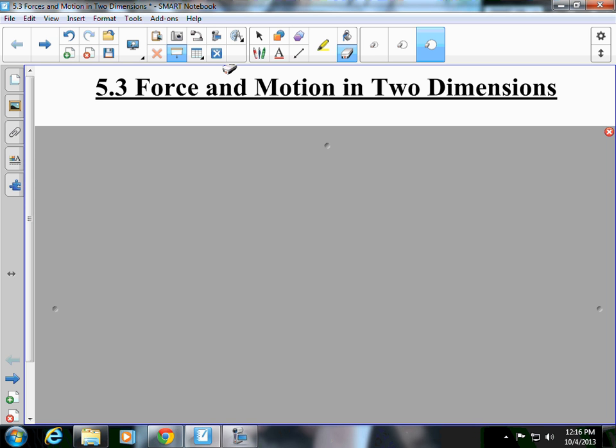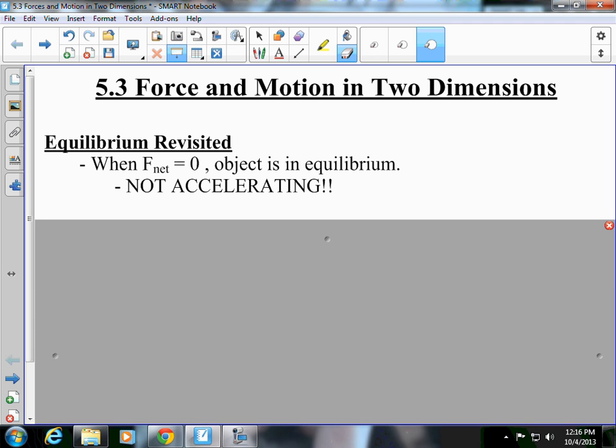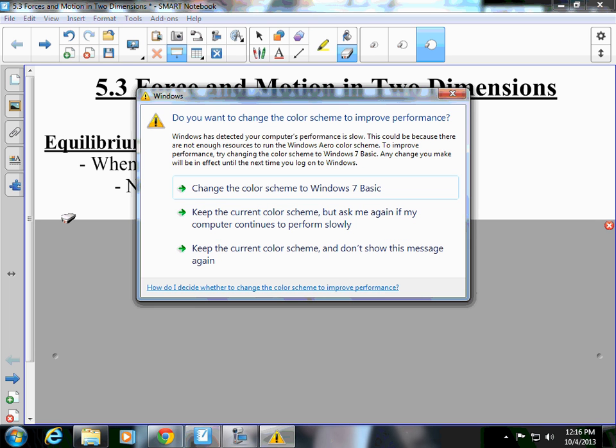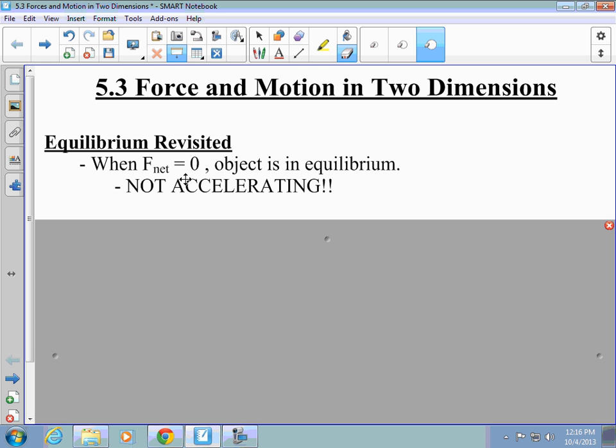Where we have to talk today is forces on inclined planes and what is the result there. But before we do that, I just want to revisit equilibrium. I feel like every time in this section so far I've hammered home the fact that if you have no acceleration, your net force is 0. So if you have no acceleration, your net force is 0.